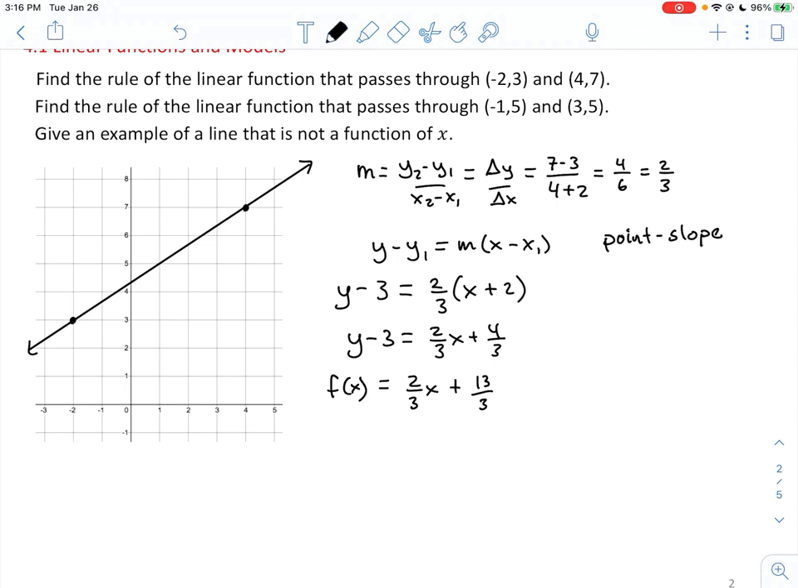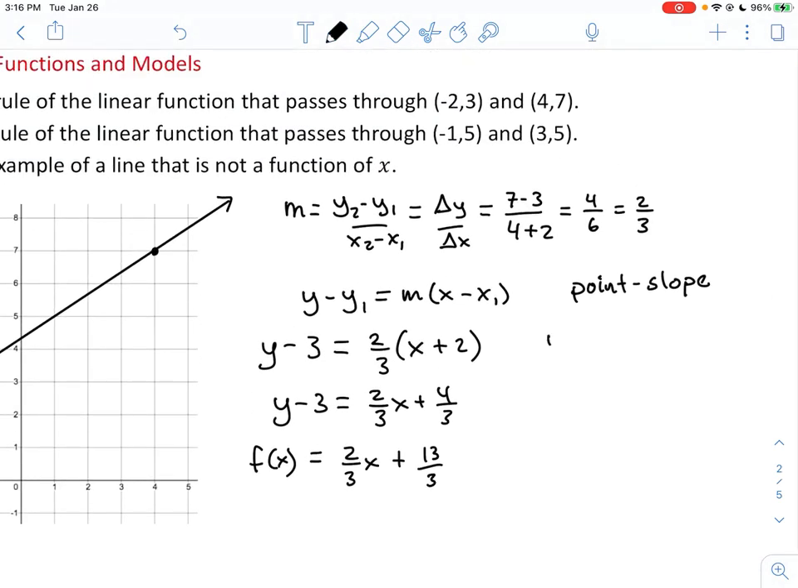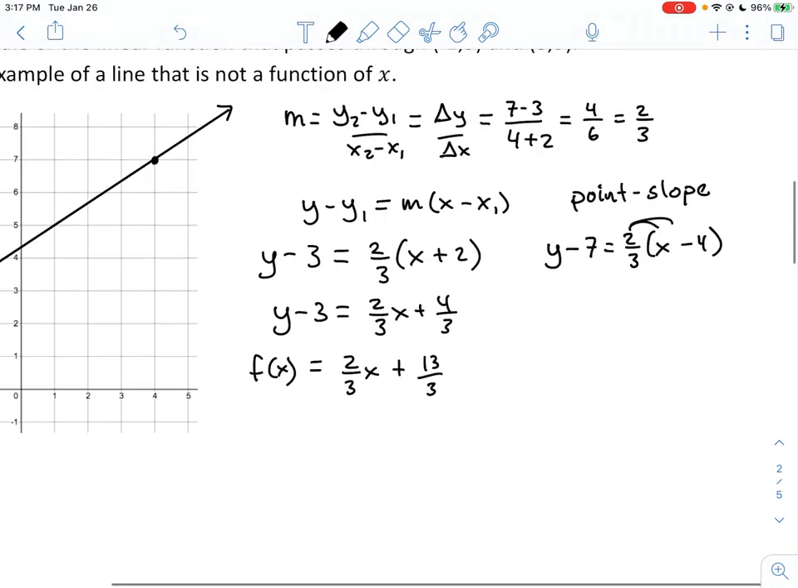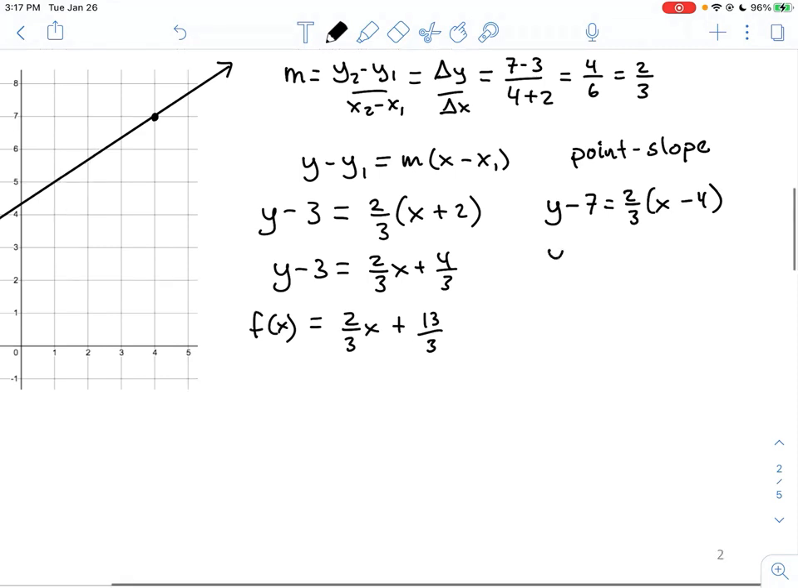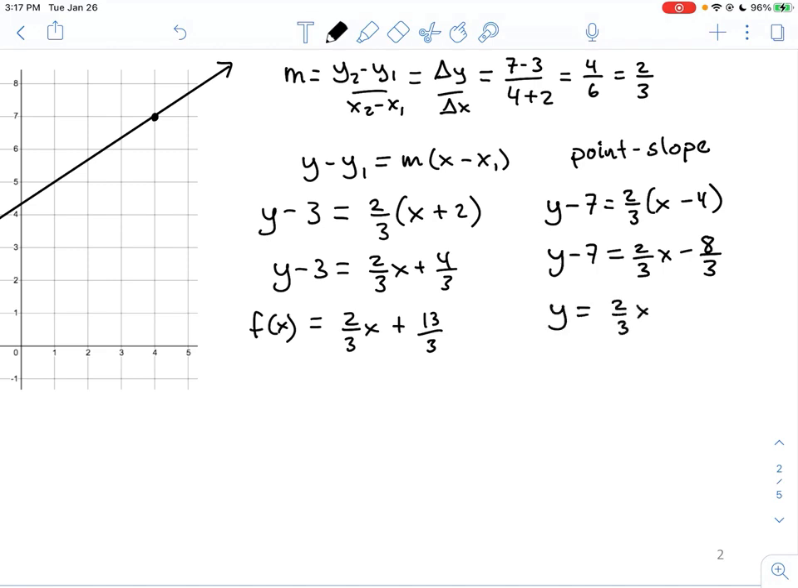And just to show you, you could have used the other point as well. It doesn't matter. Let me do the same thing, but use this point here in my point-slope form. So we have y minus the y coordinate is equal to the slope times x minus the x coordinate. Distribute the 2/3 across there. y minus 7 is equal to 2/3 of x minus 8 thirds, and then add 7 to both sides. And 7 is the same thing as 21 thirds. Add that to negative 8 thirds, and that gives me positive 13 thirds. It doesn't matter which point I used.